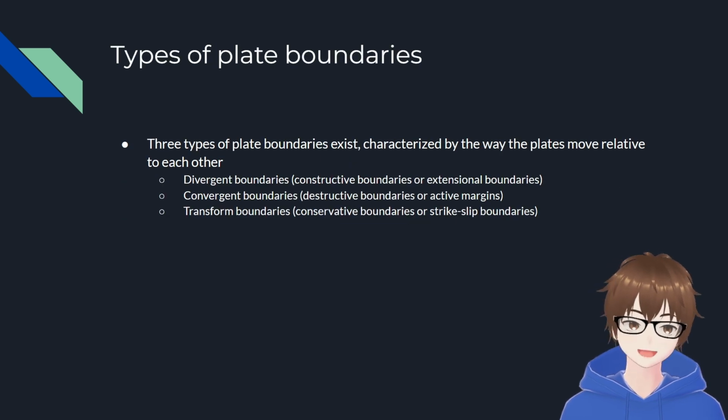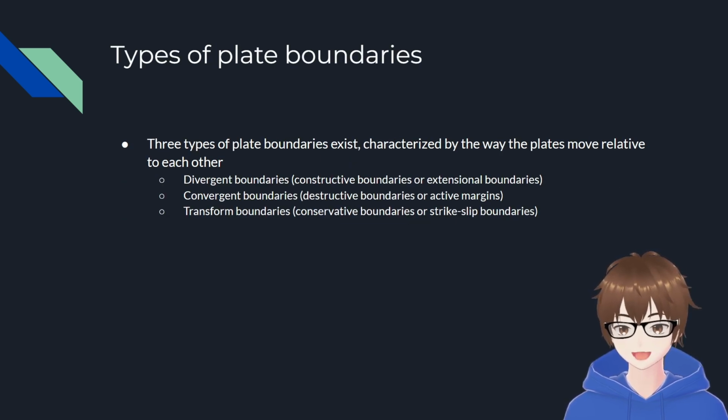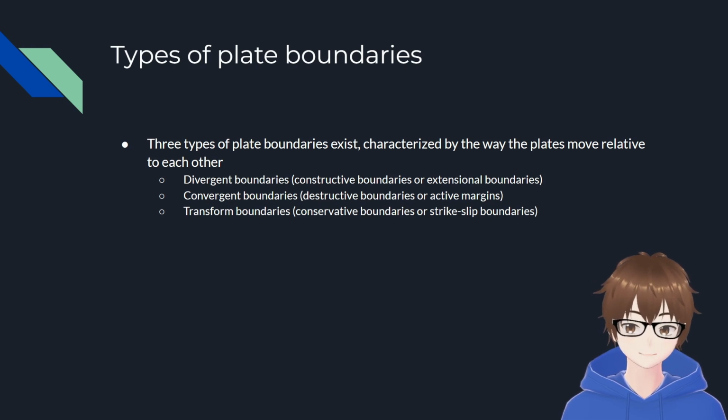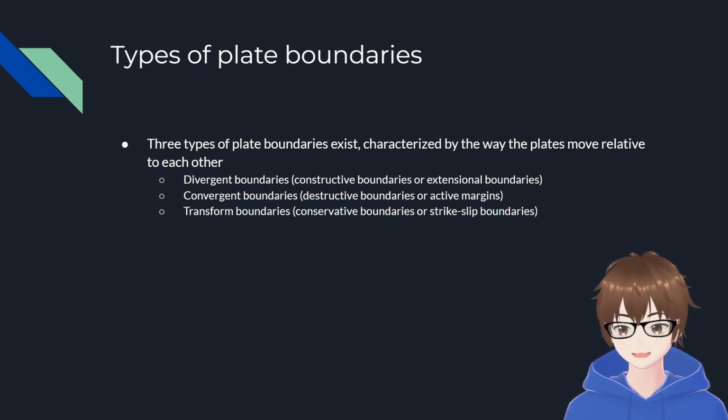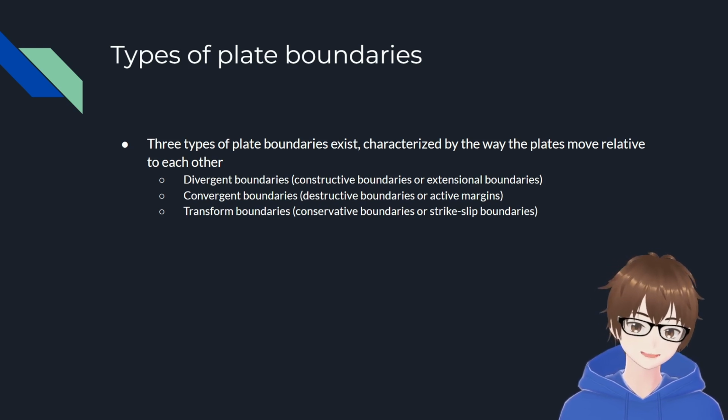So there are different types of plate boundaries. There's 3 types to be exact. These are characterized by the way the plate moves relative to the other. So there's divergent boundaries, which can also be called constructive boundaries or extensional boundaries. There's convergent boundaries, which can also be known as destructive or active margins. Then there is transform boundaries, which are conservative boundaries or strike-slip boundaries.